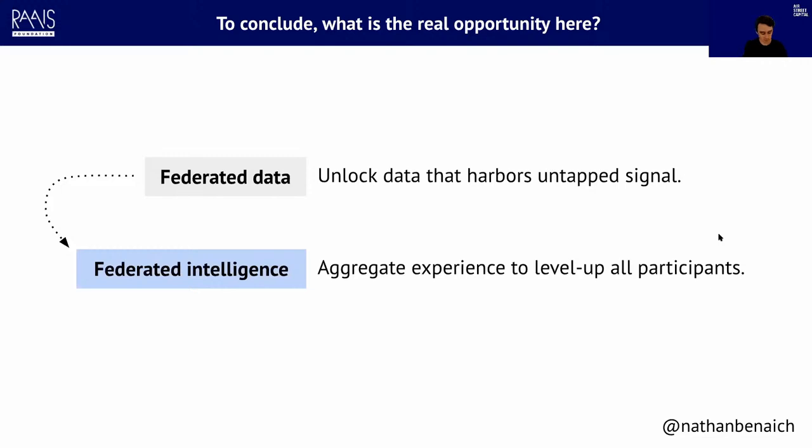So here you can take the example of fighting cybercrime, where many different businesses face cybercrime every day, but they don't necessarily want to disclose the fact that they're experiencing cybercrime because that's bad for their reputation or various other reasons. But all businesses that are susceptible to cybercrime would benefit from understanding the trends across their peers. And so using federated data and federated intelligence can essentially provide a way that preserves privacy, but that exposes this kind of aggregate experience to all participants.